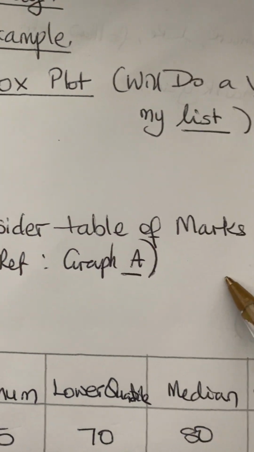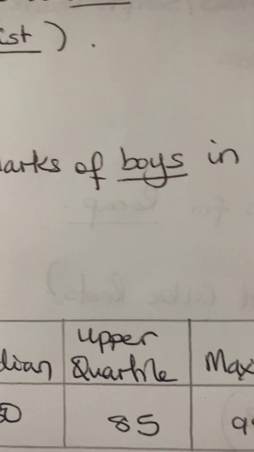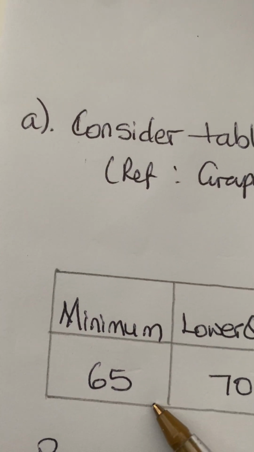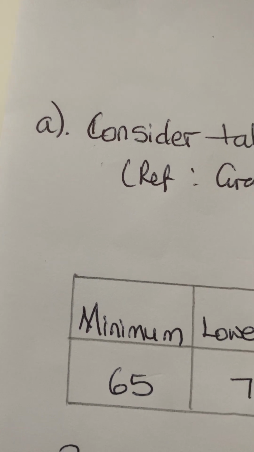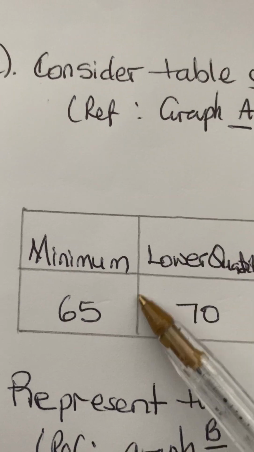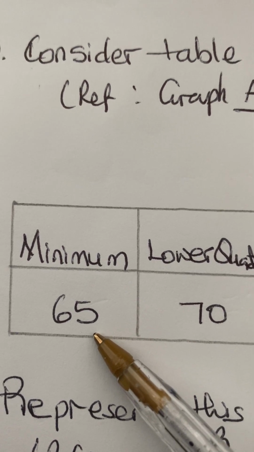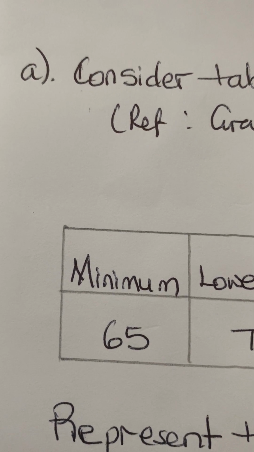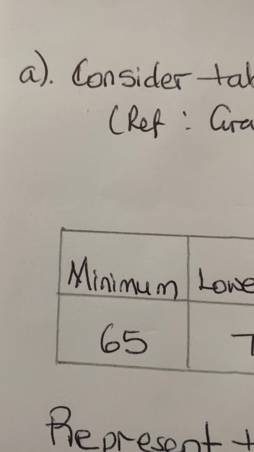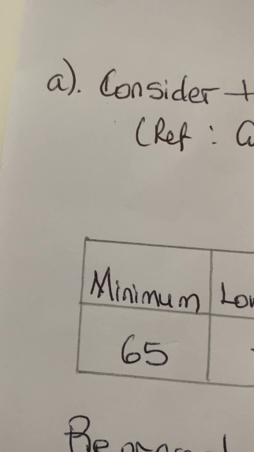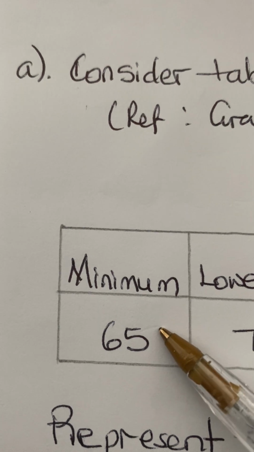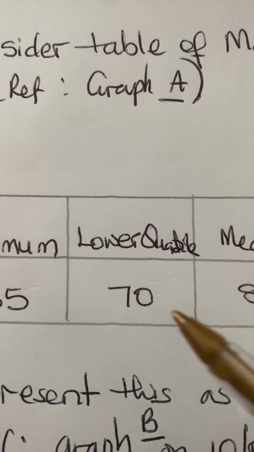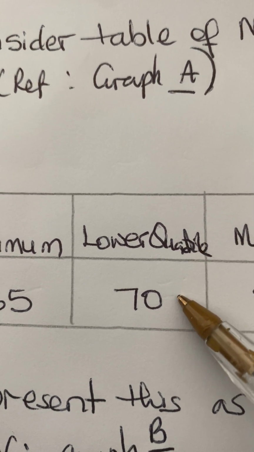Now consider the table of the marks of boys in a year 11 class. So they've given you a table here in the exam. The minimum is 65. These are the marks they got maybe in their mock exams or maybe in a class assessment. So the minimum was 65, the maximum was 95, and the lower quartile was 70.